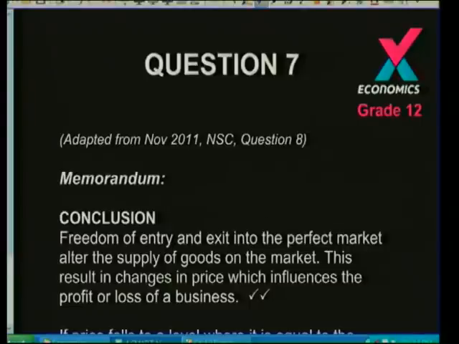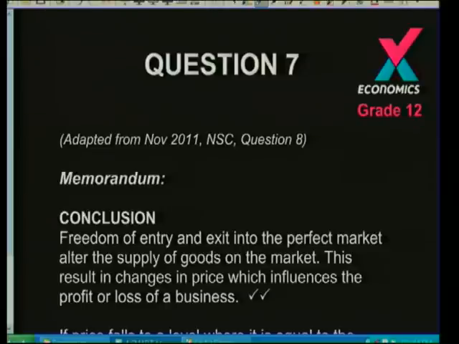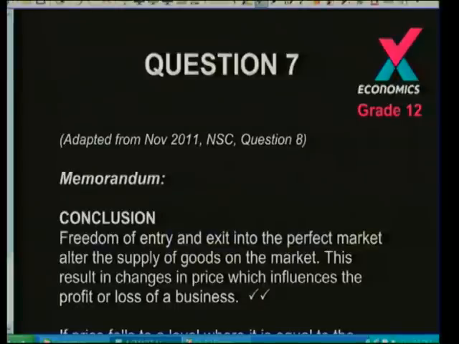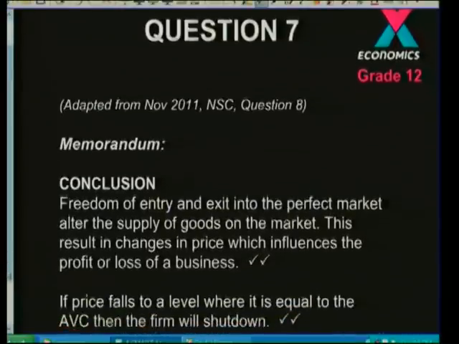What this means is, because there are no limitations on entering the market or exiting the market, there will continuously be a change in the supply of the product in this market. This results in changes to price. So in other words, if there's an increase in supply, prices will drop. If there's a decrease in supply, prices will rise. This results in a change in the price, which influences the profit or the loss of a business. So the business is continuously influenced by what happens in the market as the business operates as a price taker.